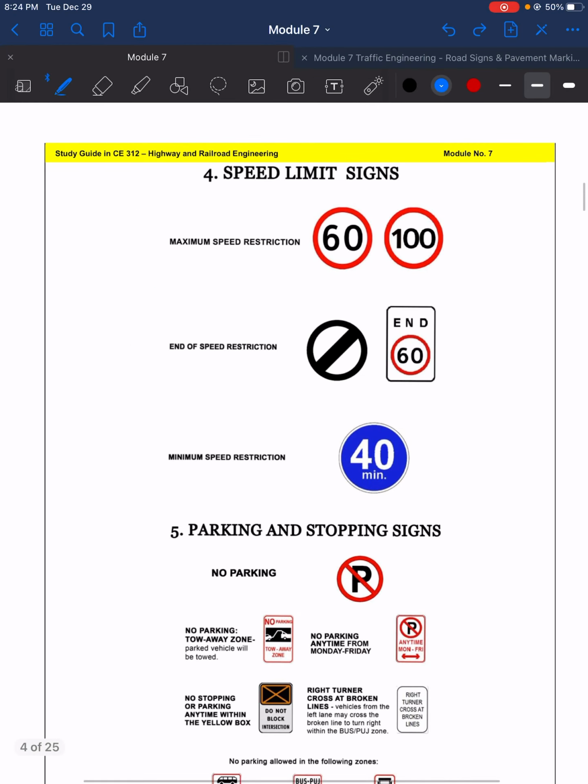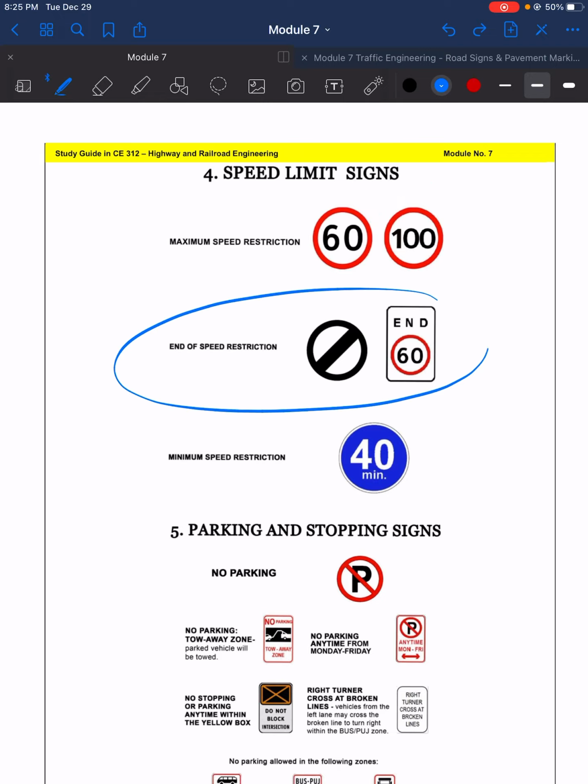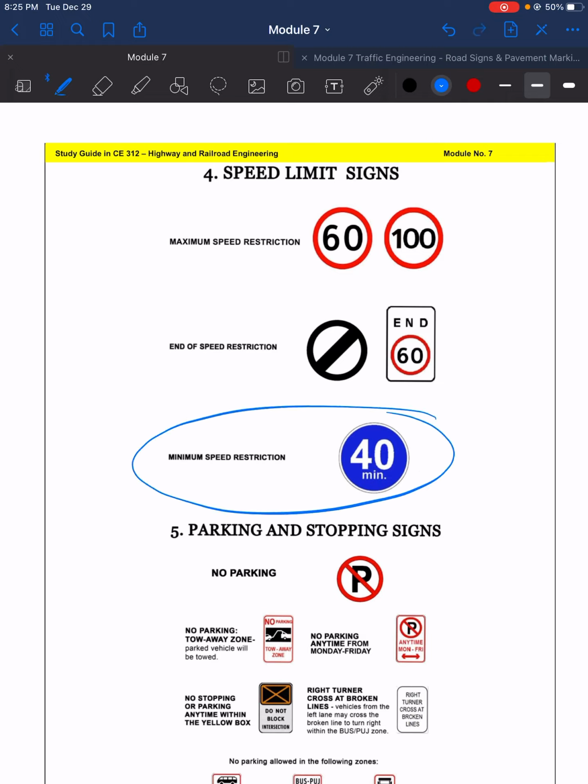Speed limit signs. Maximum speed restriction. So, pag nakita mo na to sa kalsada, meaning, hindi ka dapat lumalagpas sa speed na yan, 60 kilometers per hour or 100 kilometers per hour. End of restriction. So, tapos na yung paglilimitan ng speed. Then, we have the minimum speed restriction. So, may mapapansin kayo diyang nakasulat na minimum.